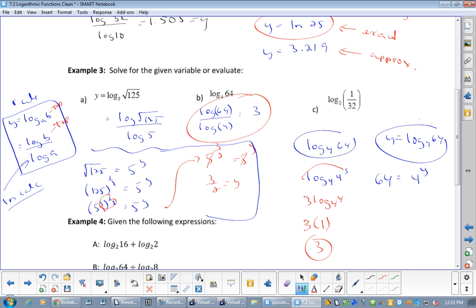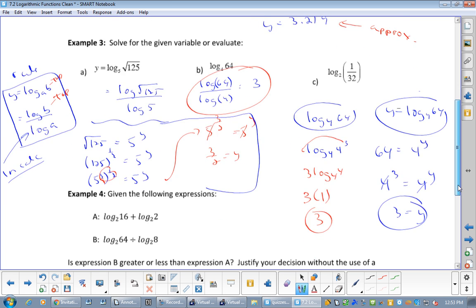Can I write 64 as 4 to the something? 4 to the 3 equals 4 to the y. Those go, so 3 equals y. What is another way you could do it? So this I changed to exponential, and then I did what we did in the exponential unit. Got them to the same base, right?